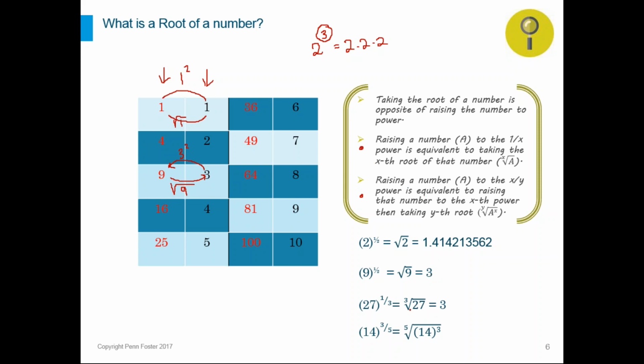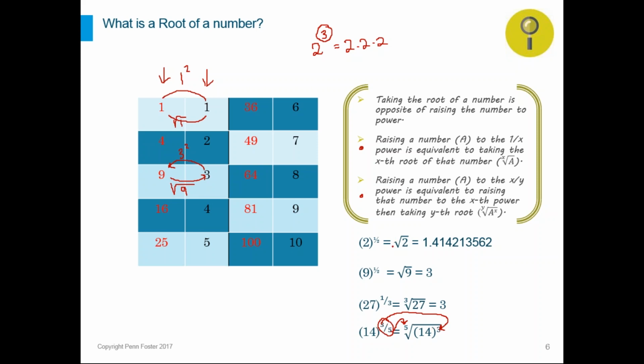So if you have a fraction like 3 over 5 as the power of 14, we are able to represent 14 raised to the 3/5 power as 14 raised to the third power, and then you're taking the fifth root of that number. So this is how we represent that. The 5, which is in the denominator of the power, will be the degree of the root. The 3, which is the numerator of the power, will be the power raised for that number under the root sign.